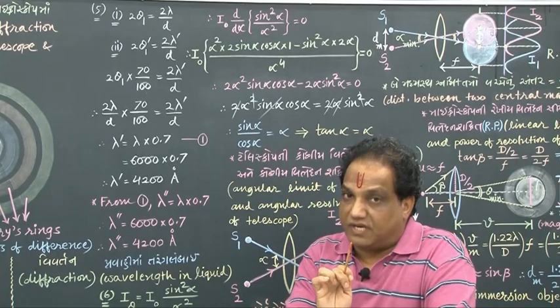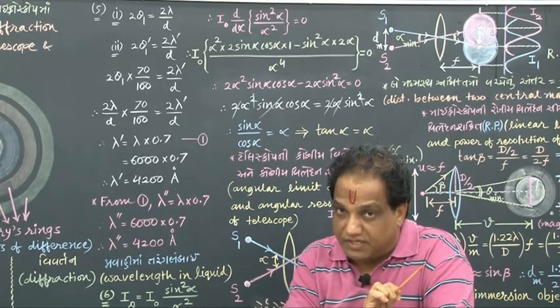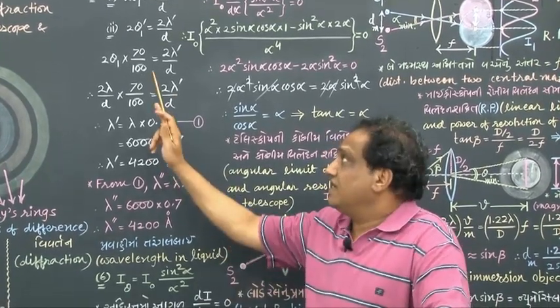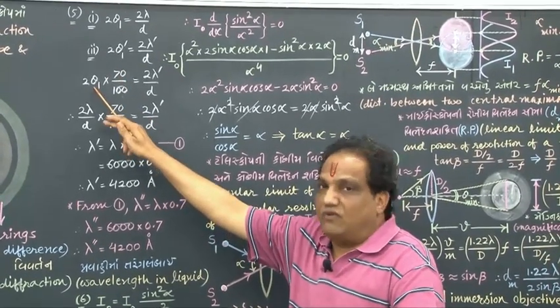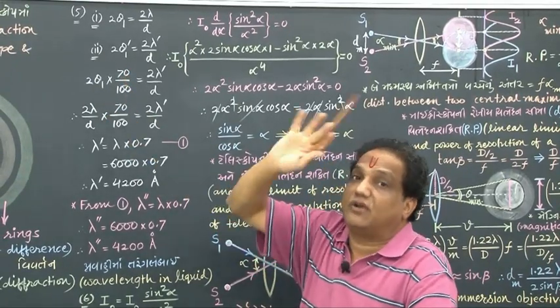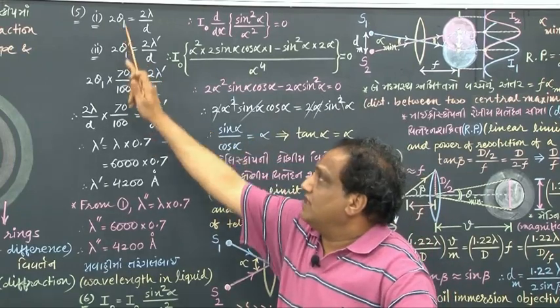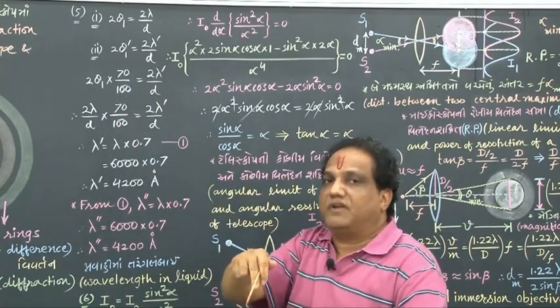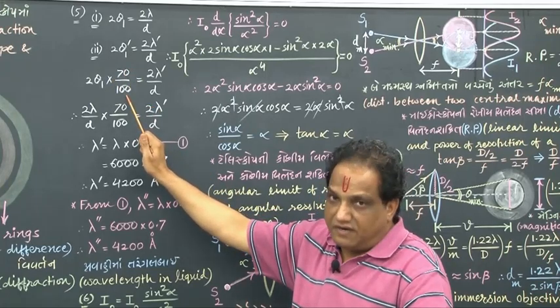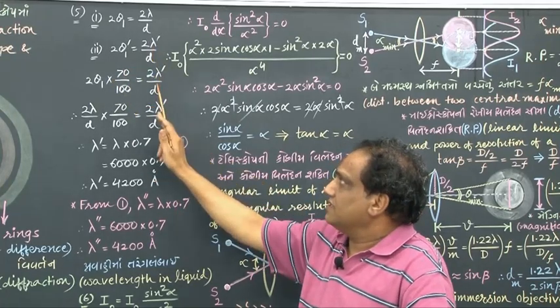If the angular width of the central maximum decreases by 30%, then what is left in balance? 70%. So the new angular width of the central maximum is 70% of the initial angular width. The initial angular width is 2 theta 1. Its 70% means multiply by 70 divided by 100. This part as it is.